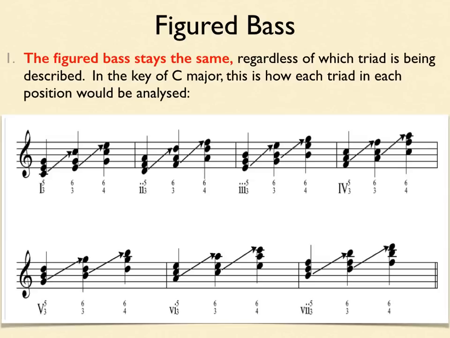So you can see that regardless of what chord you're using, the figured bass is always going to stay the same, because the intervals between those notes in each triad are always going to be the same. In chord 1, the tonic chord, the distance between that C and the E is a third, and the distance between the C and the G is a fifth. But look at the supertonic chord: the distance between the D and the F is also a third, and the distance between the D and the A is a fifth. So it doesn't change, it stays the same. The figured bass system stays the same no matter what chord you're using.